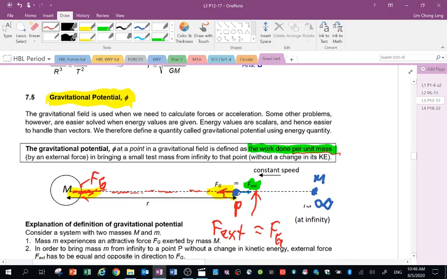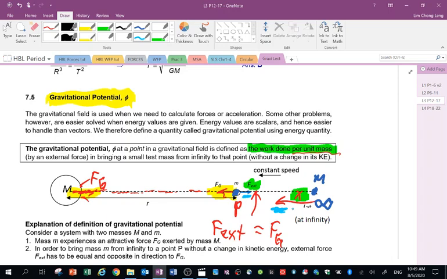Okay, and I want you to know that the work done here is actually a negative work done, because as you move in this direction, this is the displacement x. Can you see that x and F external are opposite in direction? They are opposite in direction. So from chapter 5 on work, energy and power, if the force and the displacement are in opposite directions, then the work done is a negative work done.